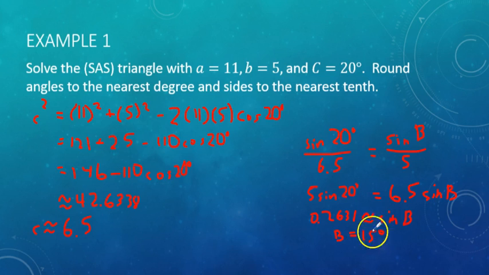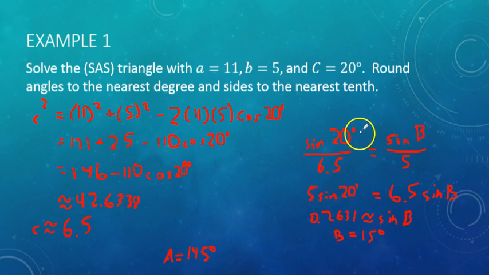Now you could use law of sines again to find the third angle, but at this point I think it would be easier to just recognize we have angle C, we have angle B, so angle A, the capital A, should just be 180 minus the ones we know. So 180 minus 20 is 160, minus 15 more is 145. And that way we have all three angles and all three sides of this problem.